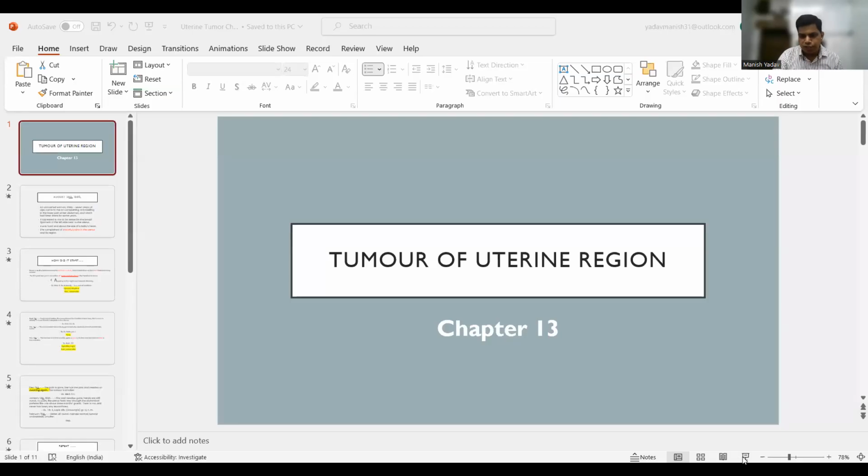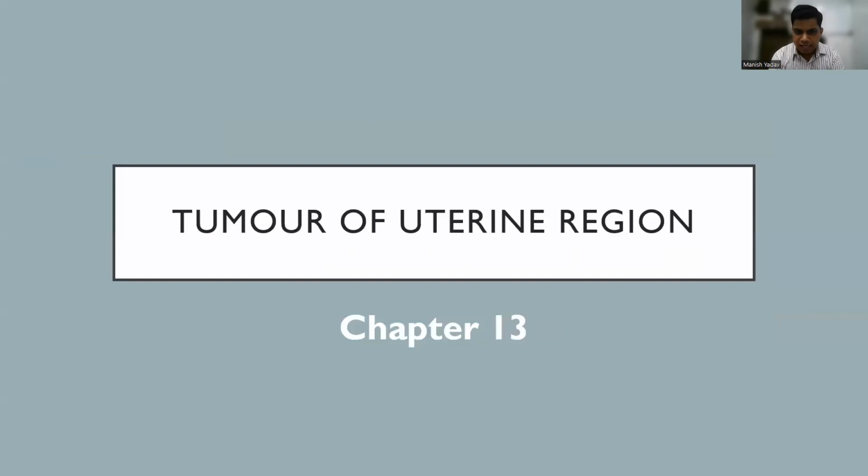So let's directly jump to a case, which you can find in the Tumors book of Burnett. Let me share this PPT. It's chapter number 13. If you go to chapter number 13, we have a case where he talks about a tumor of the uterine region.